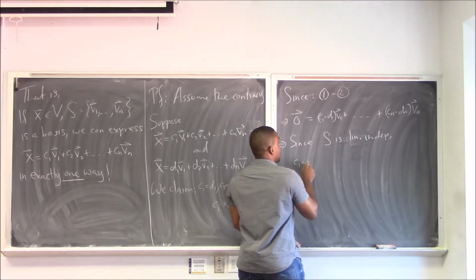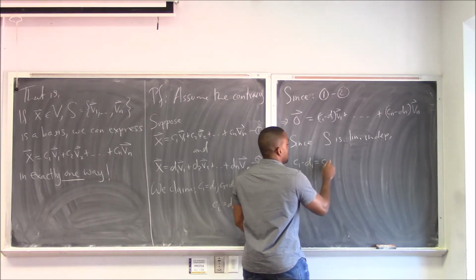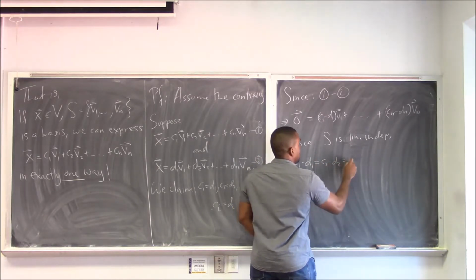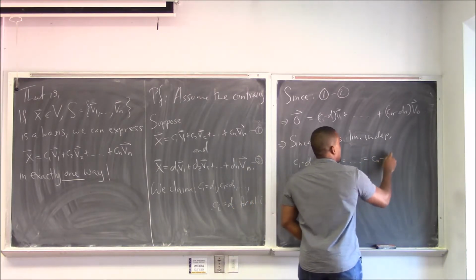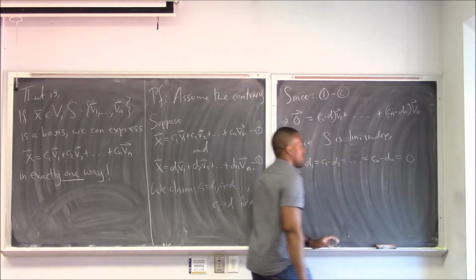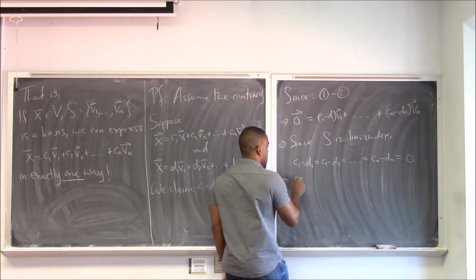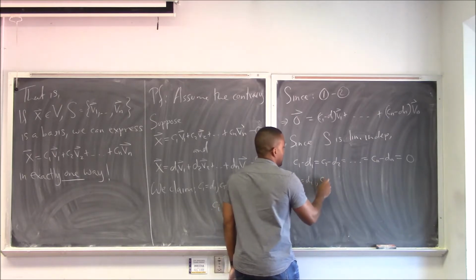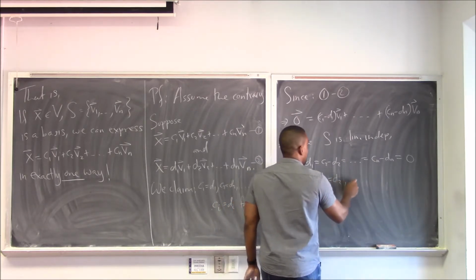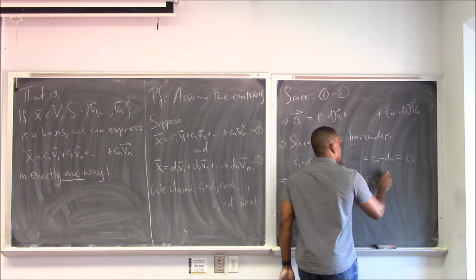C1 minus D1 must be equal to C2 minus D2 must be equal to Cn minus Dn must be all zeros, which implies that my C1 equals D1, my C2 equals D2, and my Cn equals Dn.